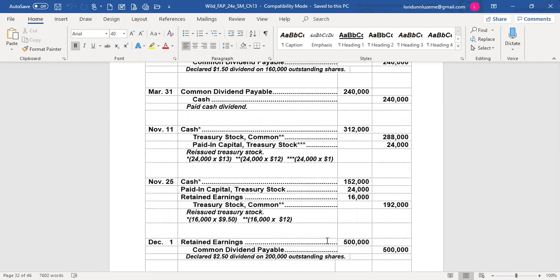So we're going to credit common dividend payable. That happens on the date of declaration. Even though you're not paying it until the future, once you promise to pay cash, you must debit retained earnings and credit a liability account.